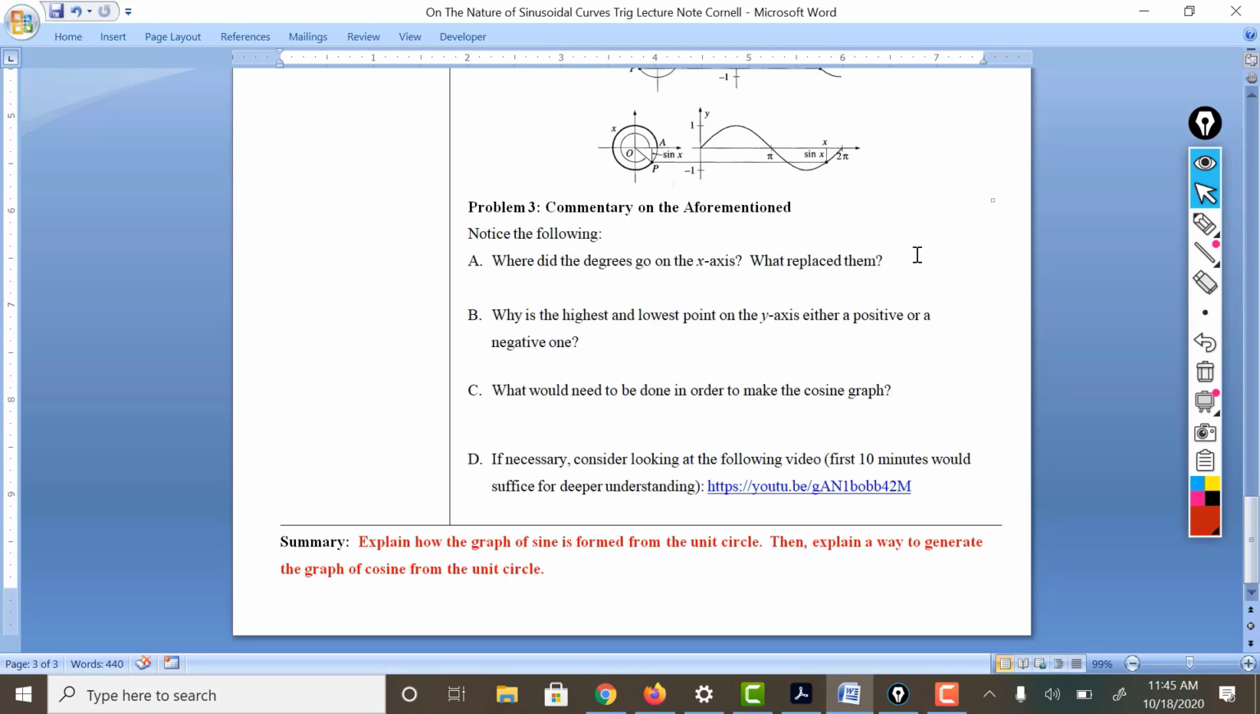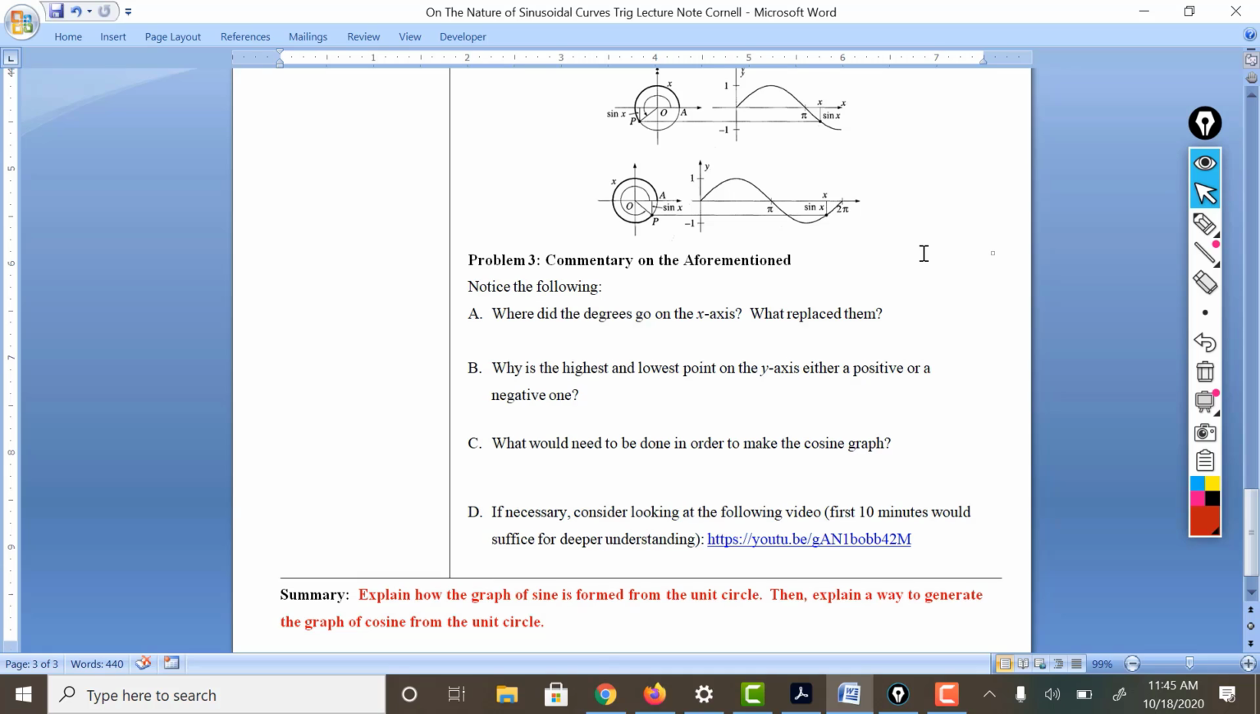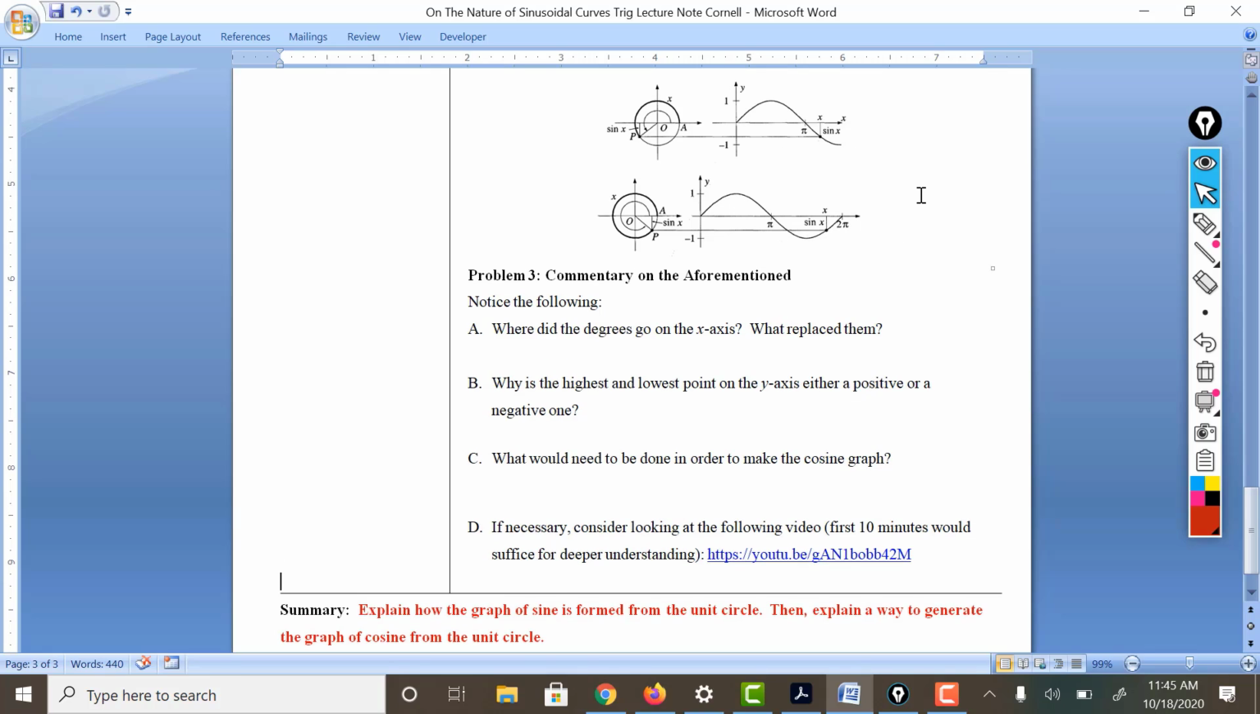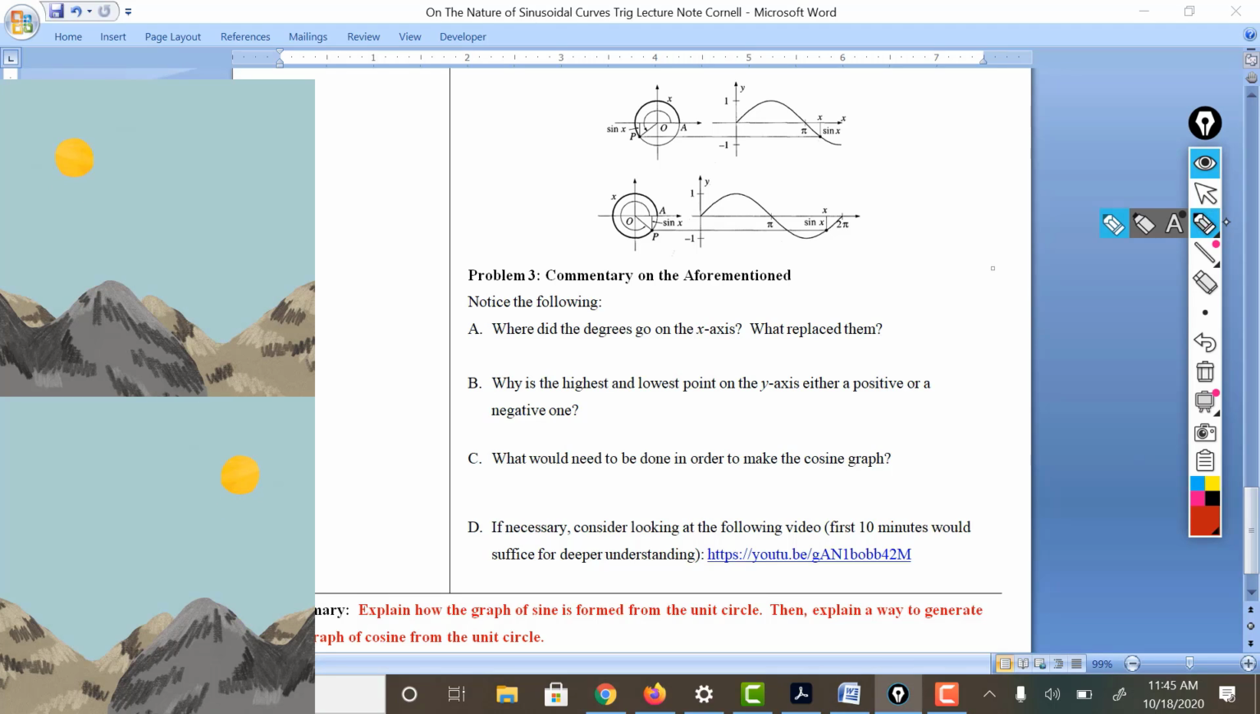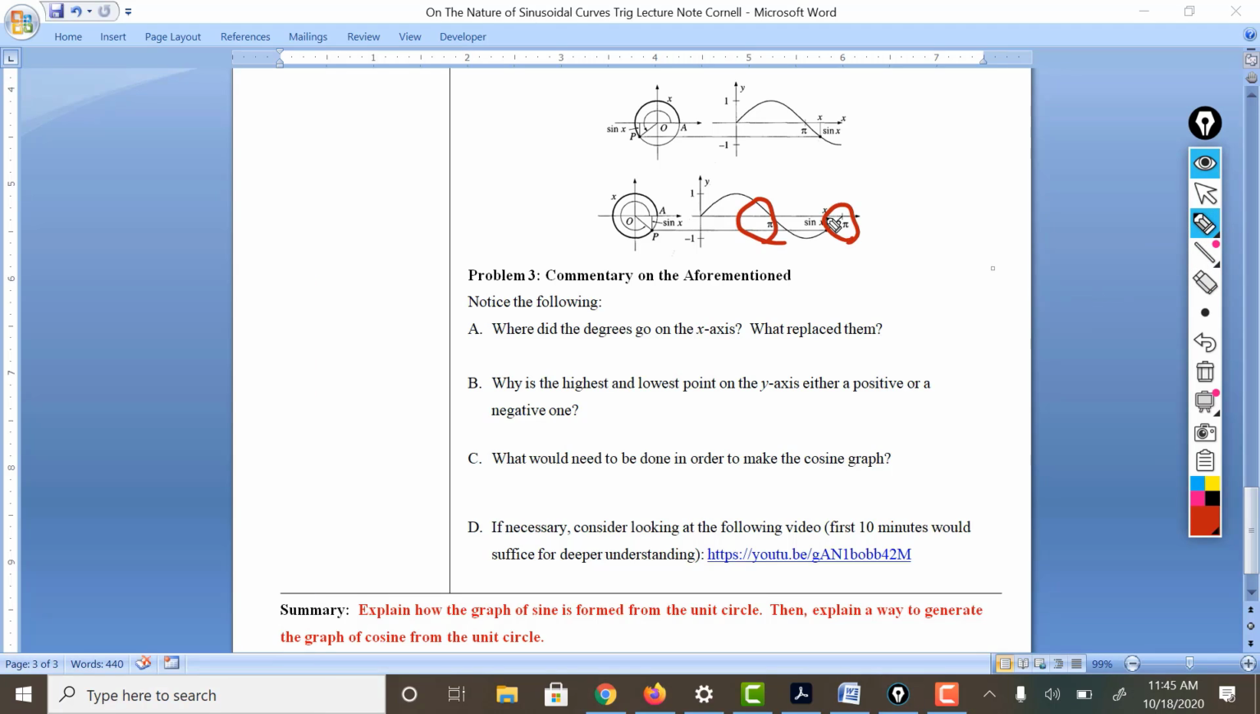Cosine is similar. Where did the degrees go on the x-axis? Did you notice, like in this picture, what happened to the degrees? What replaced them? What are those? If not, go back to your first set of lecture notes. So the degrees didn't simply disappear, they were replaced.